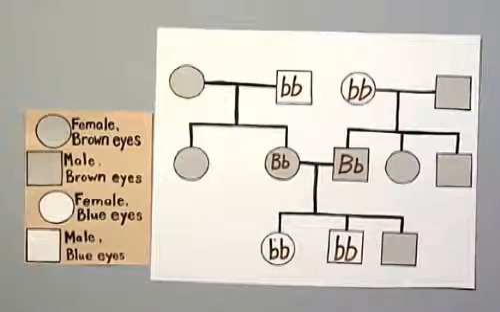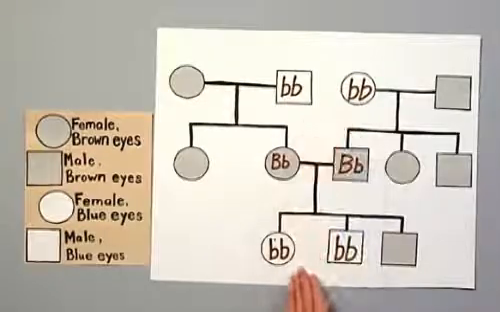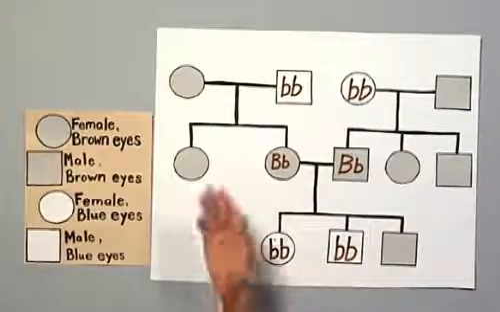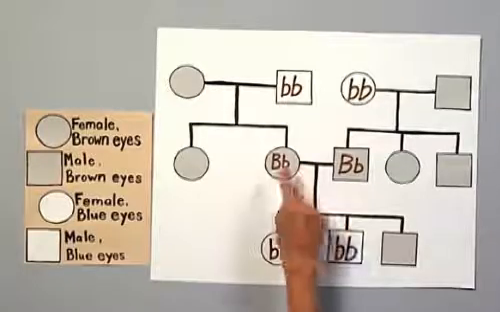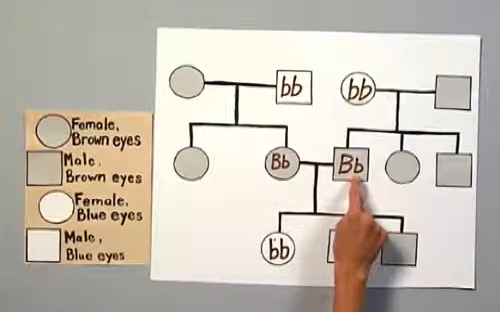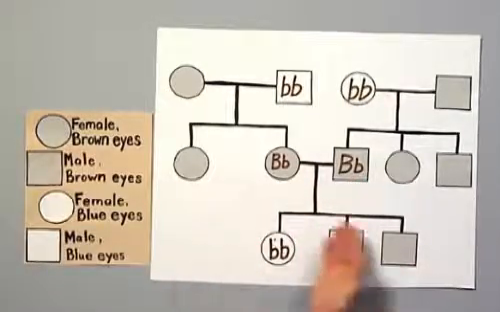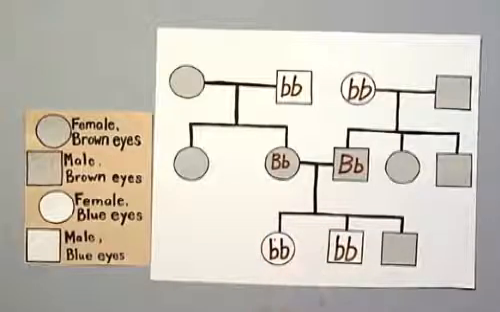With only a few individuals in the pedigree labeled, we can see how the trait of blue eyes was able to skip a generation. The heterozygous parents can be considered carriers of the blue-eyed trait. They don't express the trait, but are able to pass it on to their offspring. Mystery solved.